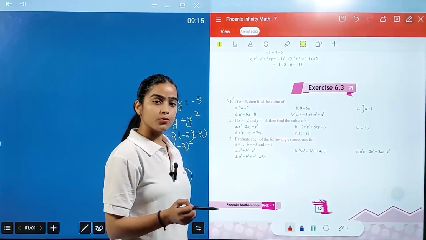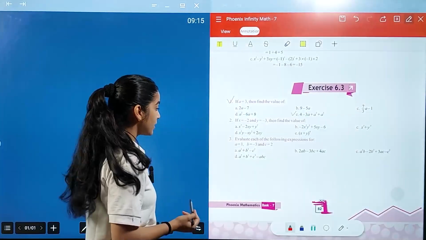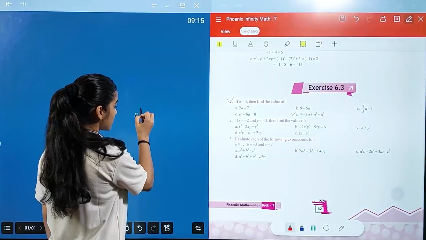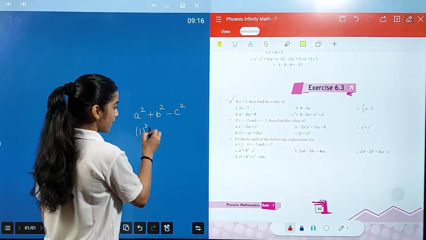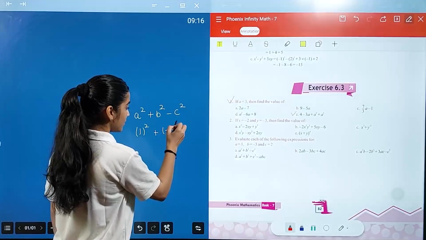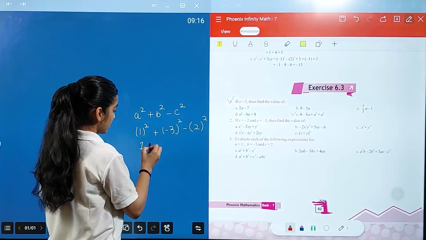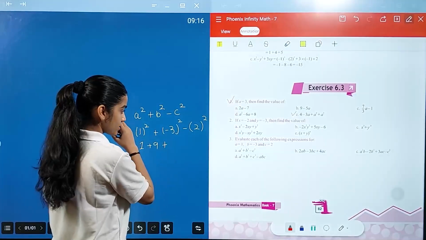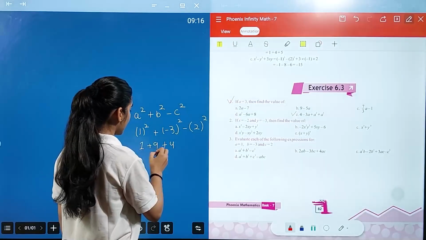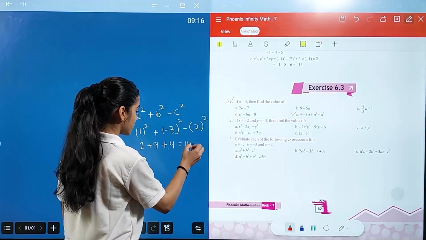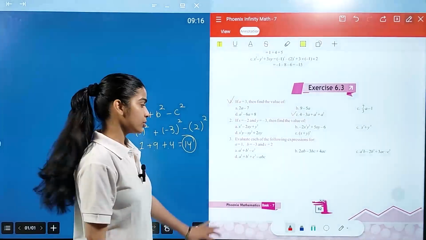So in the same way, you just have to put the values into your algebraic expressions and you will get your answer. In question number 3, you have to again proceed with the same thing. Your expression is a square plus b square minus c square. So 1 square plus minus 3 square minus minus 2 square. 1 plus 9 plus 4. 1, 9 and 4 make 13. 13 plus 1 is 14. So 14 is your final answer. So in the same way, you have to put the values into your algebraic expression and then calculate.